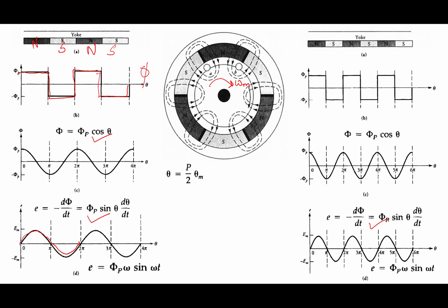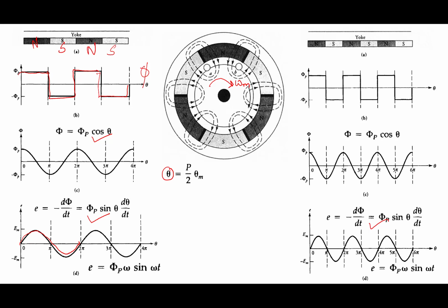So what we can conclude is that the electrical angle is equal to P by 2 theta m, where theta m is the mechanical angle. That means as we increase the number of poles in the machine, the electrical angle becomes more than the mechanical angle. If I take this 4-pole machine, when the rotor is rotated by 180 degrees, it gives the full cycle of voltage. And when it makes one full rotation, it produces 2 cycles of EMF.